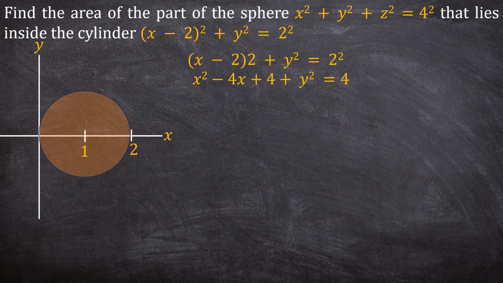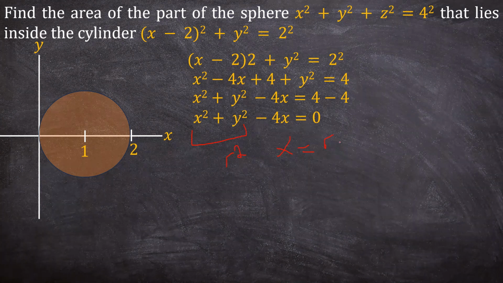So now it's a matter of moving positive 4 to the other side so that it becomes negative. Then we're going to have 0 here, and our final answer will be x squared plus y squared minus 4x is equal to 0. But for us, in polar coordinates, we know x squared plus y squared is equal to r squared. Then we know that x is equal to r cos theta when we are in polar coordinates, right? Okay, so we're just going to substitute that.